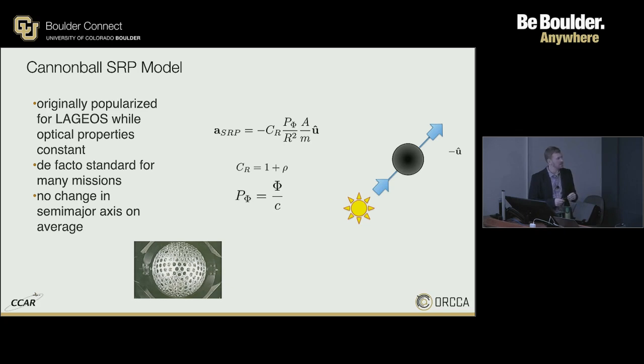C_R is your reflectivity parameter, which is nominally equal to 1 plus rho, where rho is the actual physical reflectivity of your spacecraft. But really, C_R is the parameter that you end up fitting in an orbit determination process, and we'll talk more about that later. And then u hat, of course, is the direction to the sun.